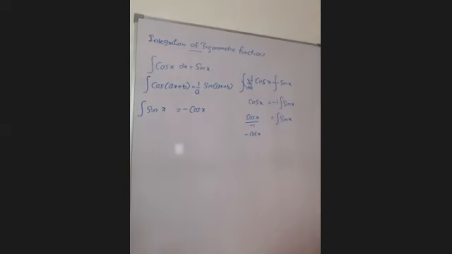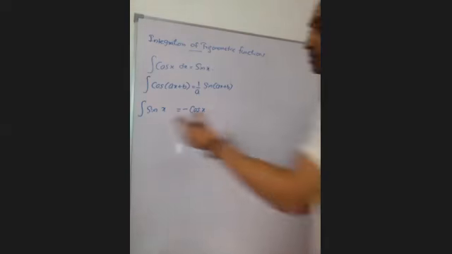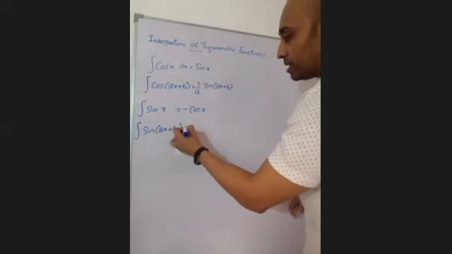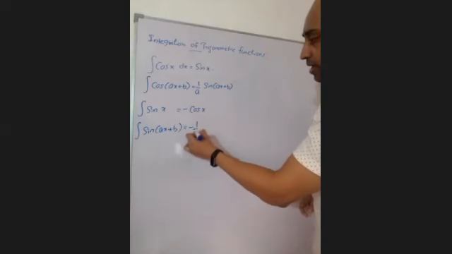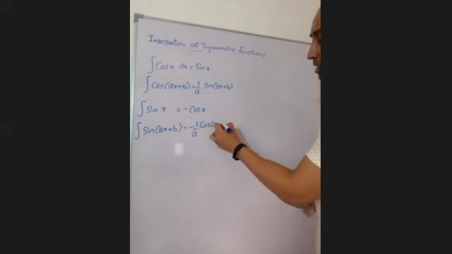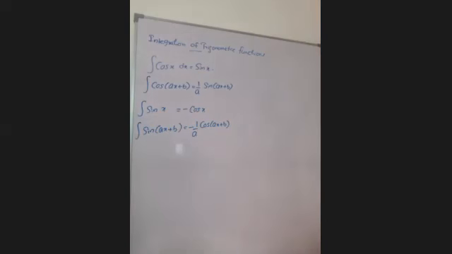Then the next part is if you want to integrate sine ax plus b. The answer is minus 1 over a cos ax plus b plus c, in the same way. So that is the answer. For example, if you integrate sine 6x plus 2, the answer is minus 1 over 6 cos 6x plus 2. Like that, you can get the answer.